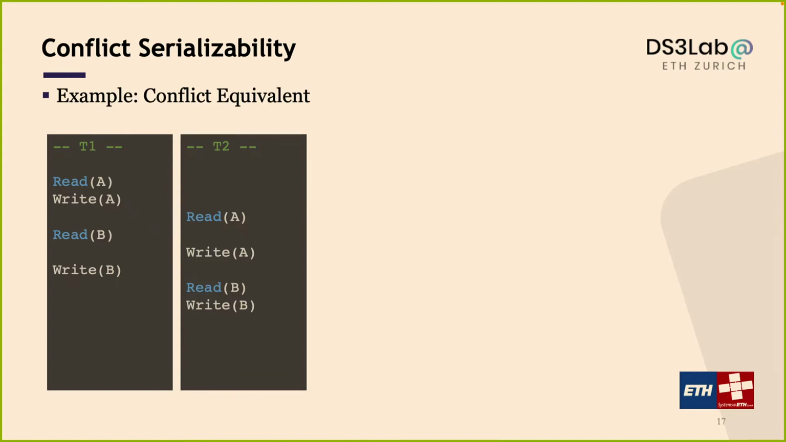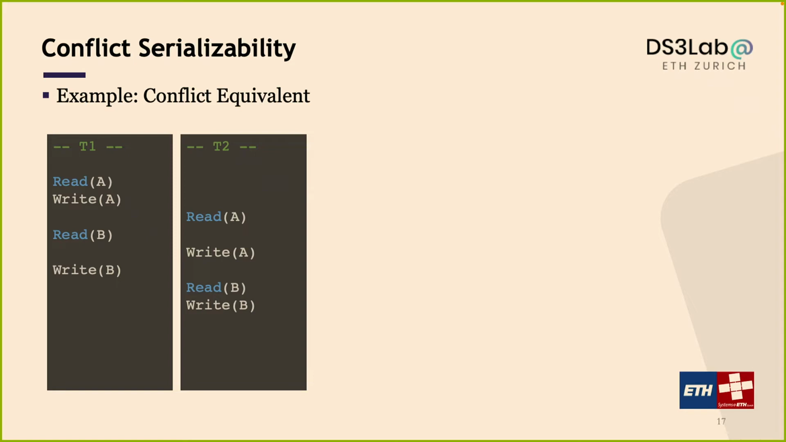We have this schedule. I have read A, write A from T1, read A from T2, read B from T1, write A from T2, and so on and so forth. Is this schedule conflict serializable? Oh, sorry, the question I want to ask is whether they are conflict equivalent. Oh yeah, whether they are conflict serializable. Yeah, that is the question I want to ask.